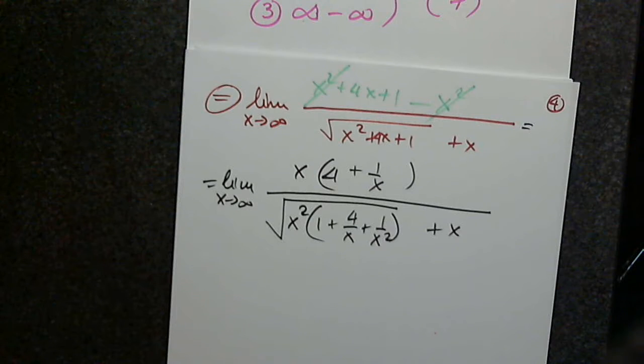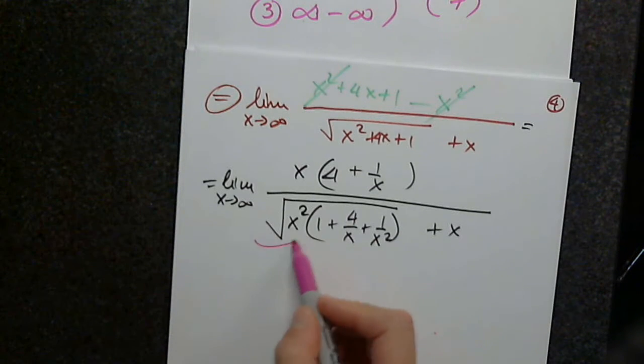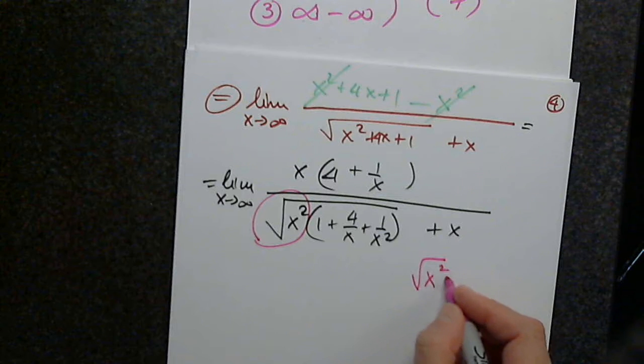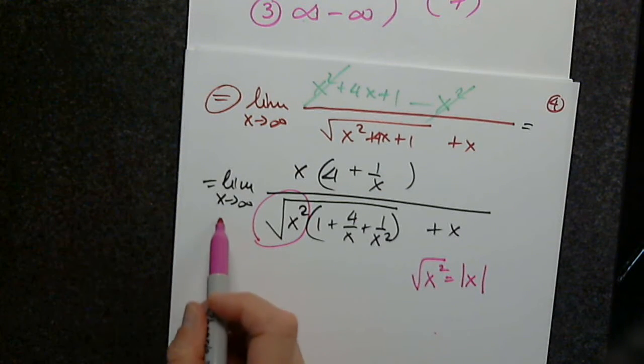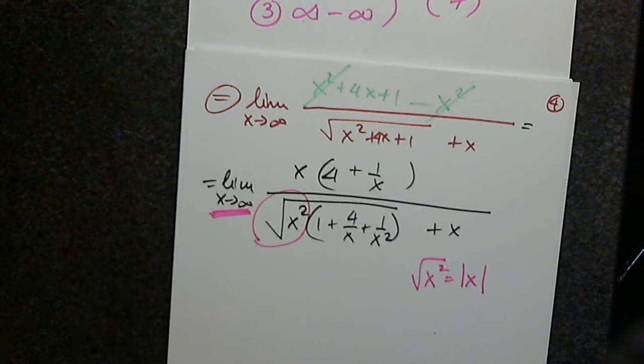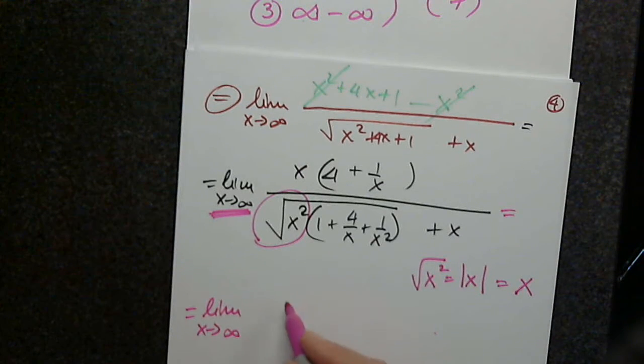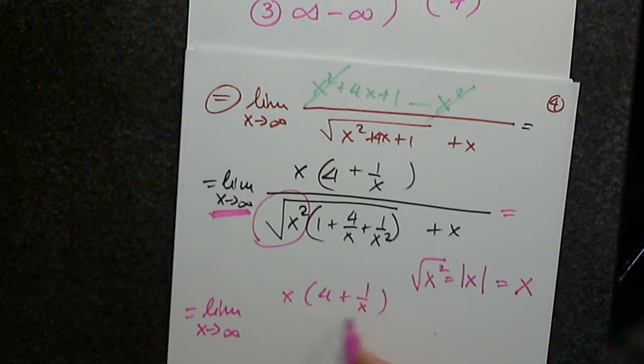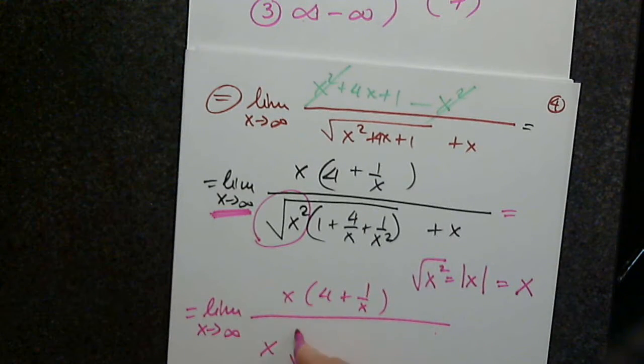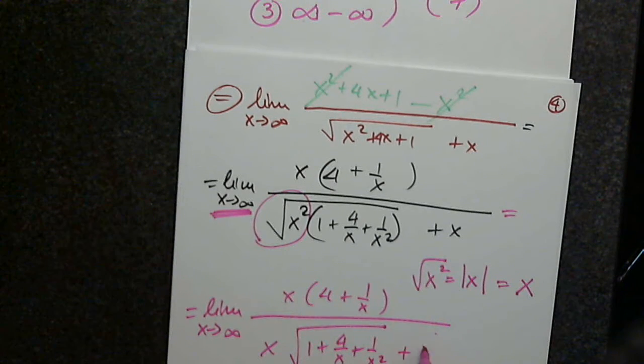Is it? Good. Now I have to ask myself this. The square root of x squared, remember, is the absolute value of x. But since x approaches infinity, what do I replace it with? Plain, simple? X. Great job. So this is the limit as x approaches infinity of x times 4 plus 1 over x, over x times the square root of 1 plus 4 over x plus 1 over x squared, plus x.